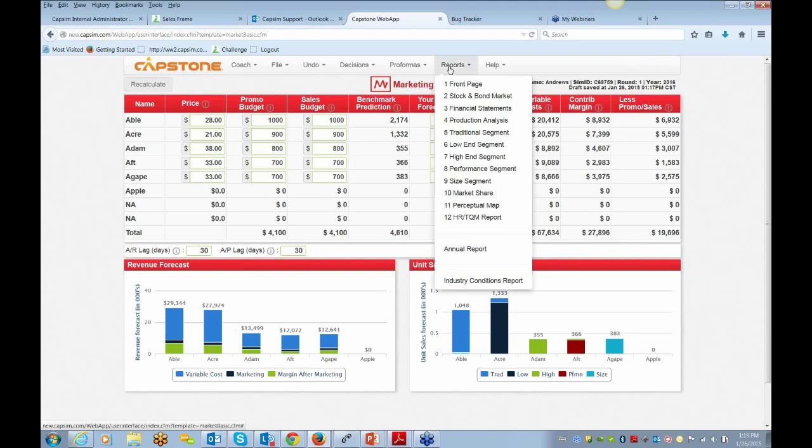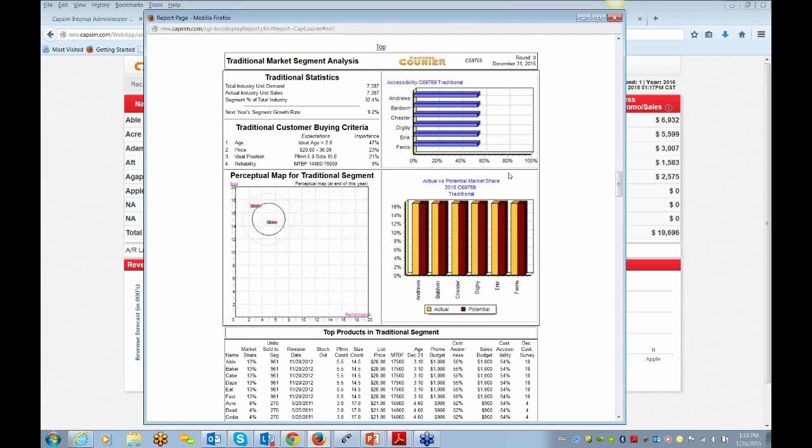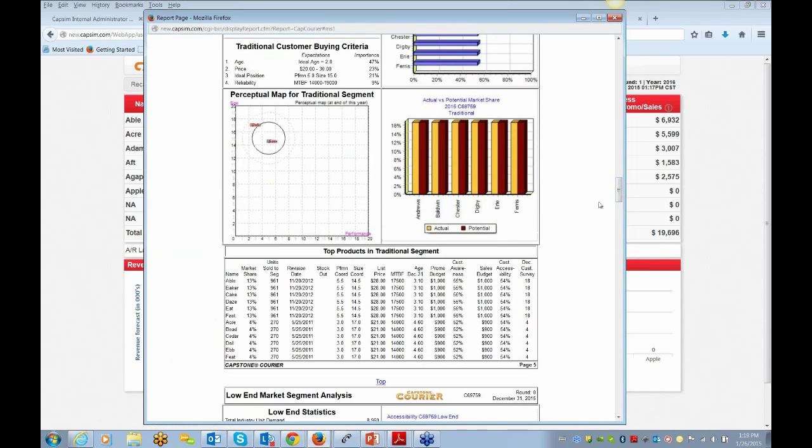But if we jump into Capstone Courier and open up, let's say, the traditional segment, you'll know that on the bottom where it says top products in the traditional segment, you have this December customer survey score. The survey score tells you how well, or how not well for that matter, your customers actually like your product. At the beginning of the game, everyone is created equal. Every primary traditional product has a score of 18 out of a possible 100 points.